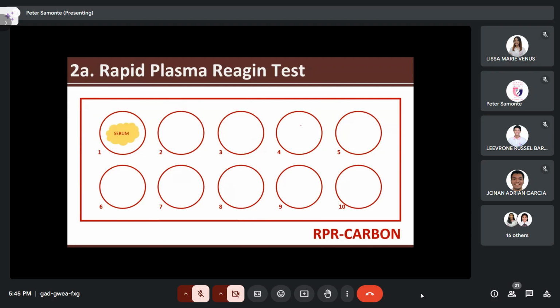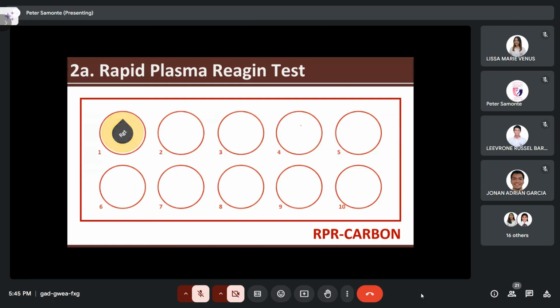So this is the RPR card that we will use in the lab. For every card, class, you can do up to 10 tests. First, you add your serum. After adding your serum, class, you add your cardiolipin reagent.